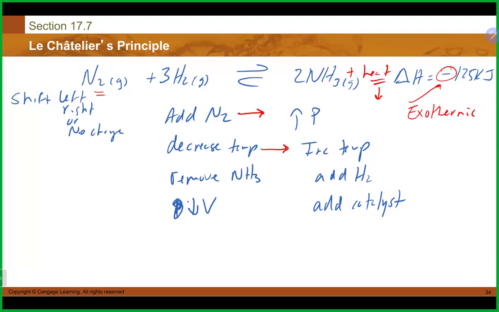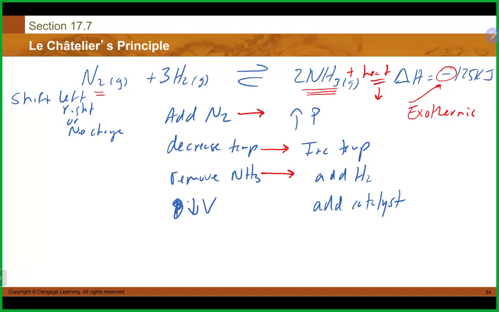Here we're going to remove NH3. When we remove it, it goes towards the side we removed it at. NH3 is on our product side, so again, it creates a hole over there that you need to fill. So it will cause it to shift to the right here.